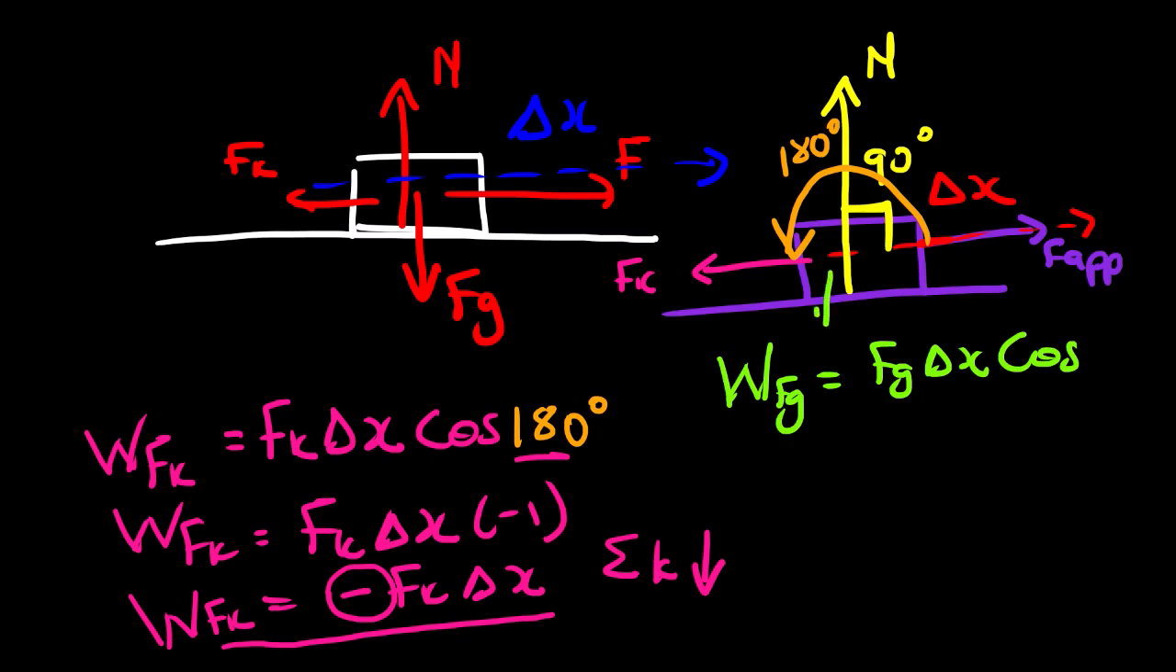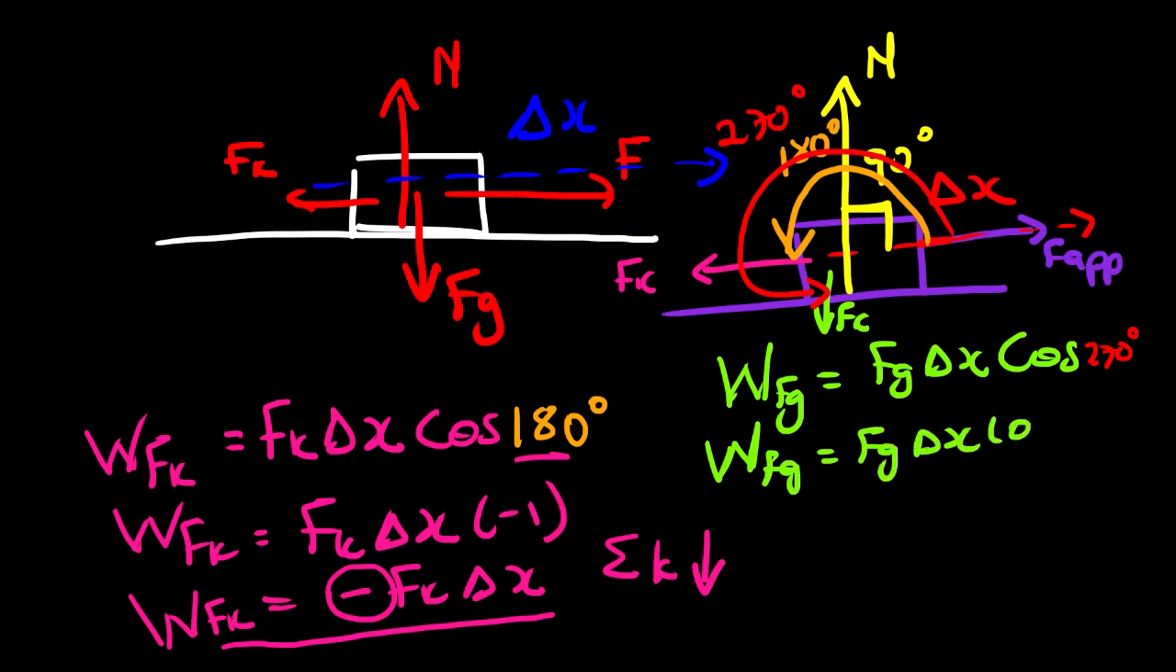Looking at the last force, the gravitational force. If this is our gravitational force, looking at the angle, we can say the angle is 270. Now we know that cos 270 is actually 0. So we have Fg times change in x, we are going to have 0, and then everything will be 0. Then it means the work done by Fg is actually 0 joules. I hope you understand this.